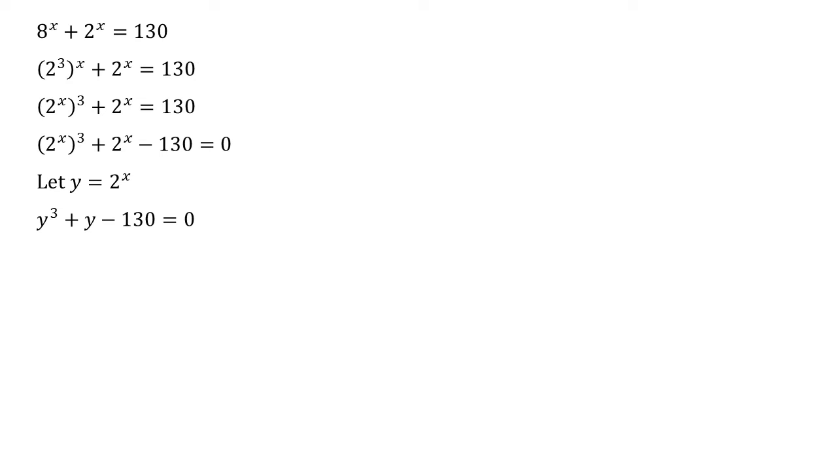If y was 4, 4 cubed is 64, plus 4 is 68. That's not going to be big enough. So let's try y equals 5. 5 cubed is 125, plus 5 is 130, minus 130 equals 0. So by inspection, y equals 5 is a solution. Because this is a solution, it means y minus 5 is a factor of our cubic. If y minus 5 is a factor, that means we can now divide our cubic by y minus 5 to get a quadratic equation, which is much easier to solve.